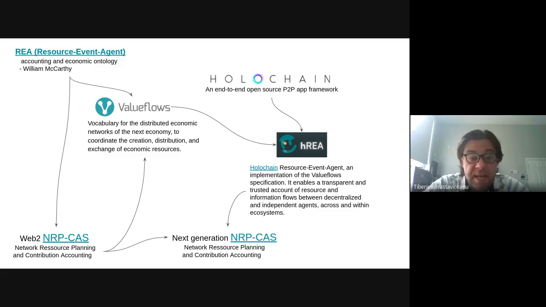Before ValueFlows even existed, Bob and Lynn worked with us to implement REA into what we call the Web2 NRP-CAS, which stands for Network Resource Planning and Contribution Accounting System. So these are digital tools that are similar to ERPs like SAP, right? Enterprise resource planning. All the small, medium, large enterprises use ERPs to manage their processes and resources. The best known one is SAP, right? So this is a SAP made not for corporations but for open networks.